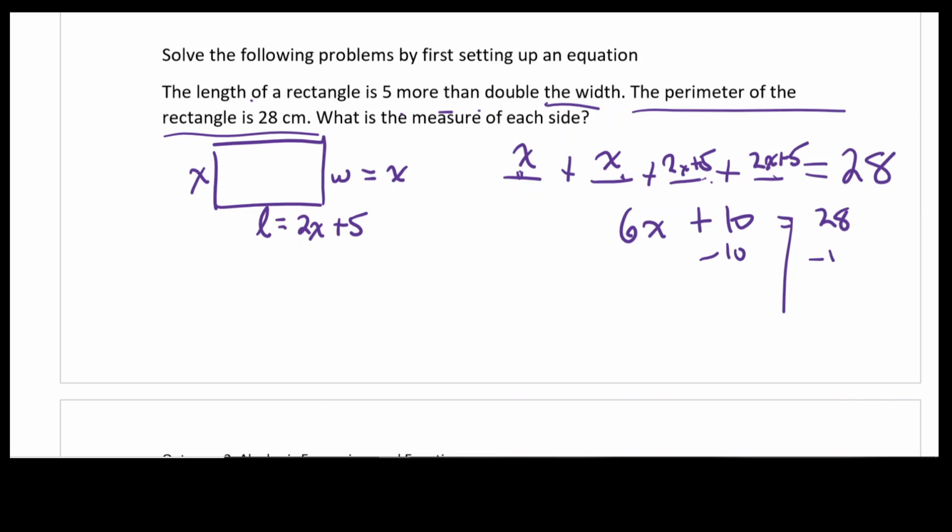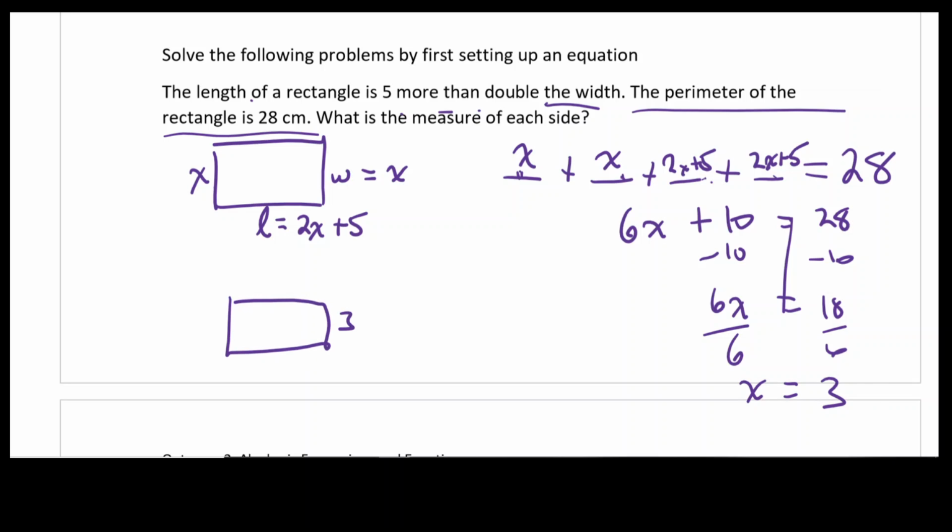I've now got an easy peasy equation that we've done 10,000 times in the last 2 days. Not really, but we'll call it that. So there we go. 6x divided by 6 and 18 divided by 6, so we get x equals 3. What that means is that the width is 3, because the width is what we decided x would be. And to figure out the length, I could use this little expression: 2 times x is 6, plus 5 is 11. Twice the width is 6, and then add 5 to that is 11.